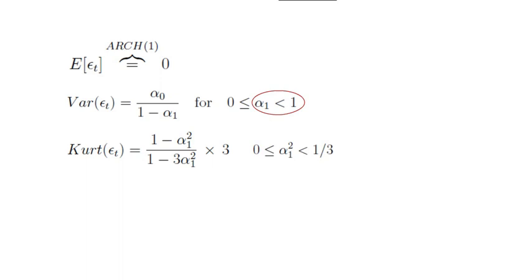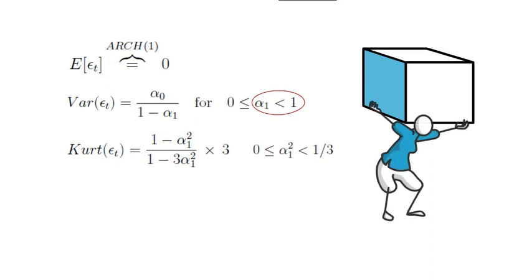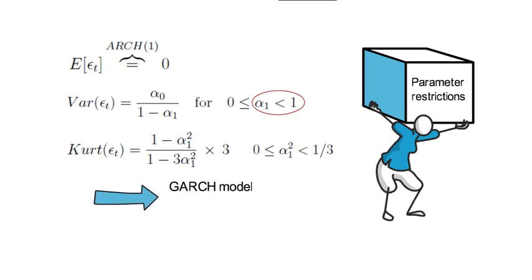The more complex the Arch models, the more parameter restrictions you end up with, and the less convenient it will be to actually work with arch models in practical applications. One way to overcome this issue is to work with GARCH models or with stochastic volatility models.